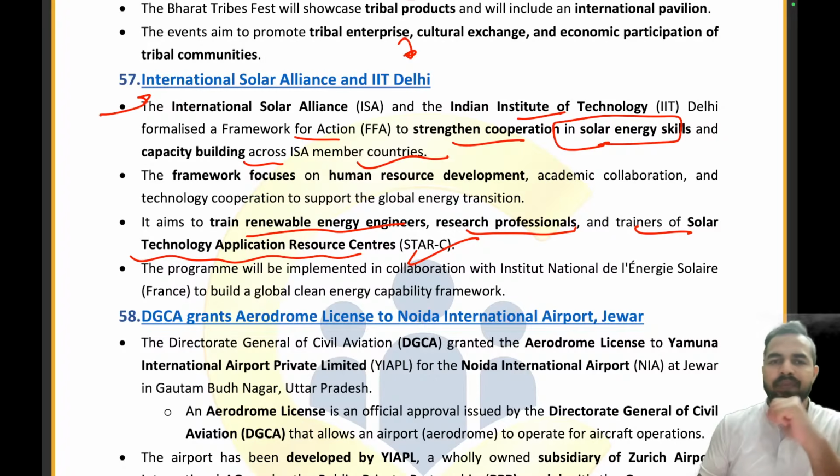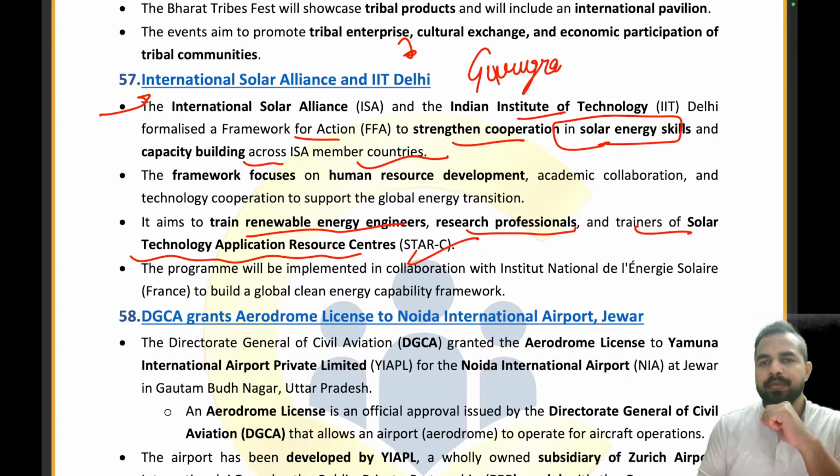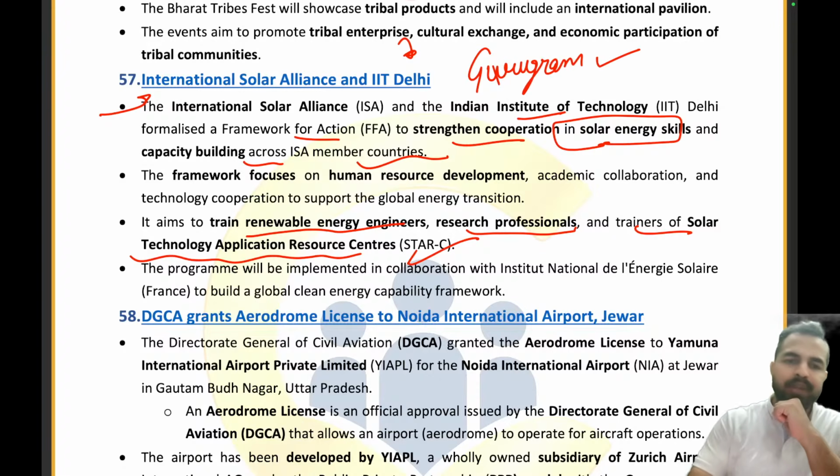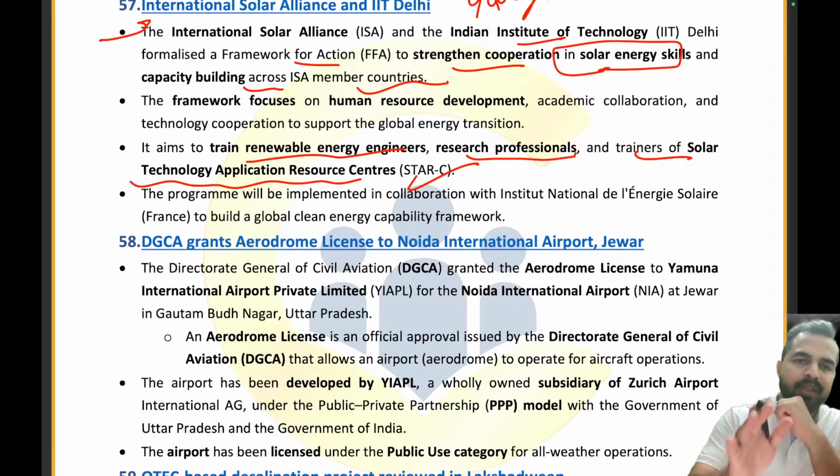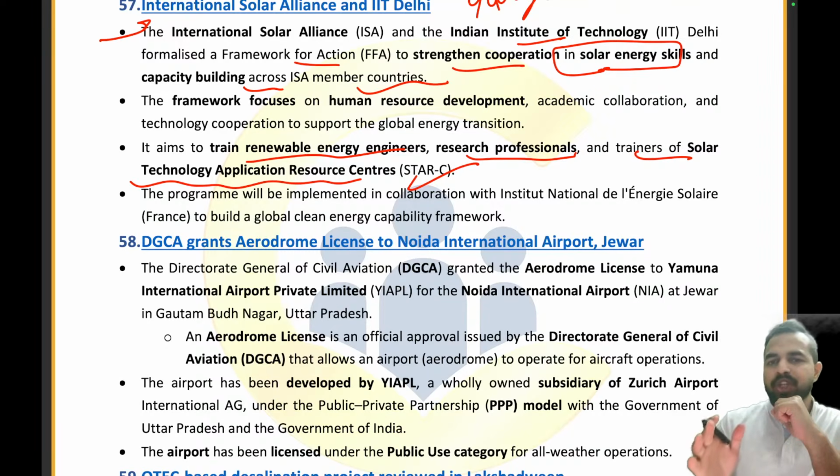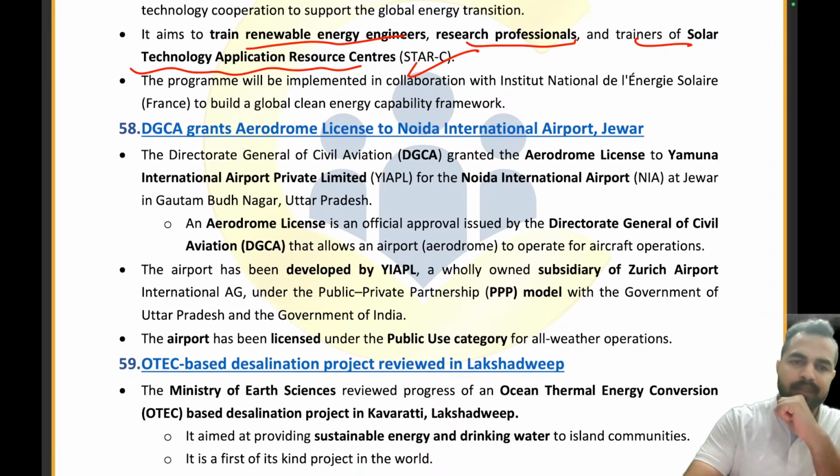Where is the headquarters of ISA? That is Gurugram. Gurugram is the right answer. So ISA, along with IIT Delhi, has formalized a framework for action to strengthen cooperation in solar energy skills.